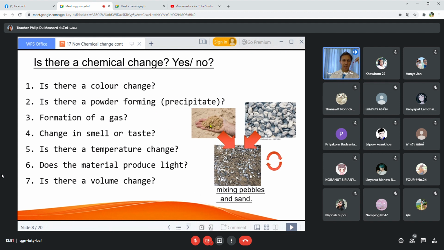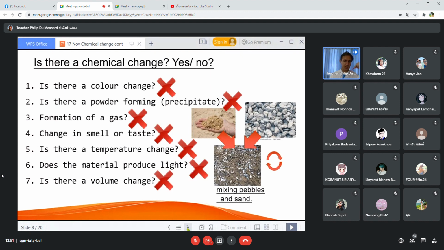So I have sand and I have pebbles and now I'm mixing the pebbles and the sand. And everything is mixed now. Okay, so let's see. The color, no, it doesn't change. The sand is still brown. The pebbles are still gray. Precipitate or powder, no. Gas, no. Taste, it still tastes like soil. Ugh. Temperature, no. Light, no, there's no light. And the volume, it's the same.